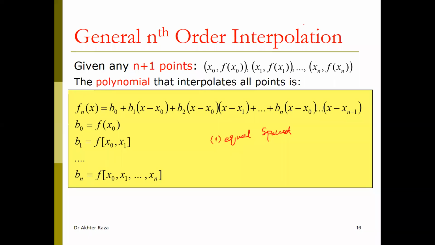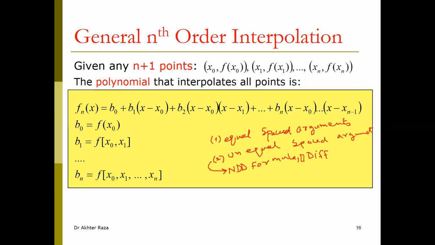One of them is the equal space arguments. Number two is unequally spaced arguments. For unequally spaced arguments, we have a Newton divided difference formula, and a difference table is required. So we have to construct a divided difference table.